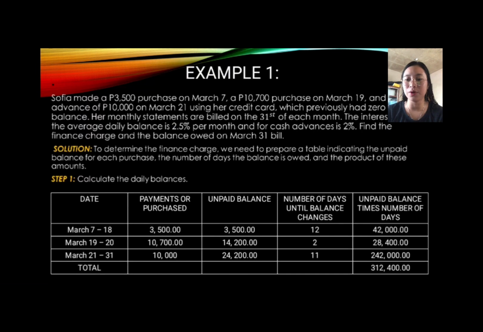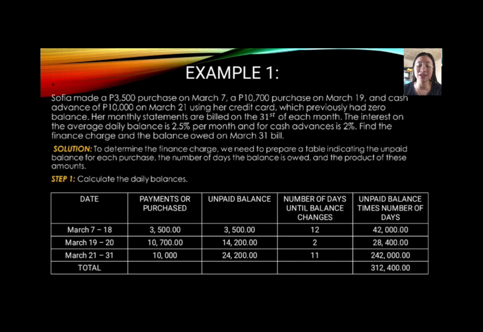So I have here an example. Sophia made a 3,500 pesos purchase on March 7, a 10,700 pesos purchase on March 19, and a cash advance of 10,000 pesos on March 21, using her credit card, which previously had a zero balance. Her monthly statements are billed on the 31st of each month. The interest on the average daily balance is 2.5% per month, and for cash advances is 2%. Find the finance charge and the balance owed on the March 31 bill.